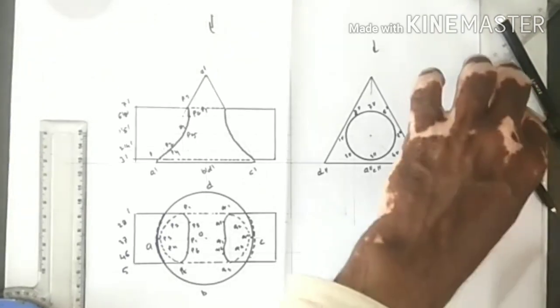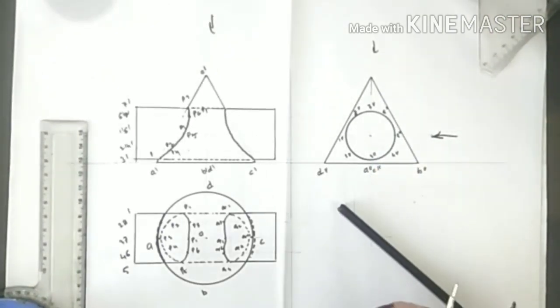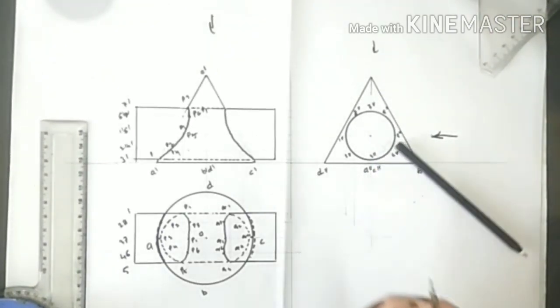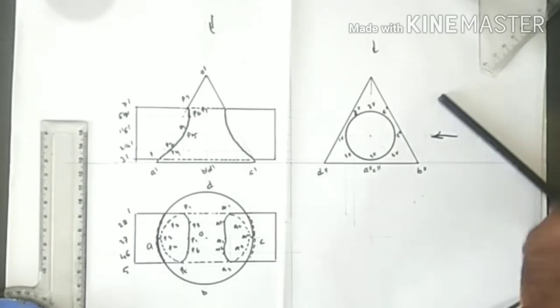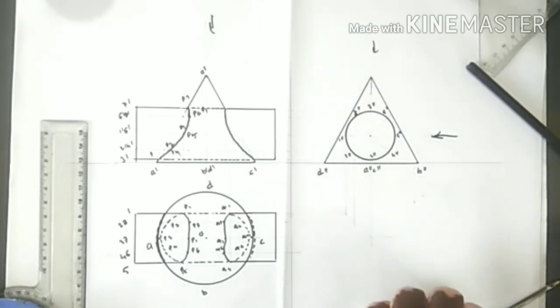Now we will start assembly drawings or conventional representations, or what the symbols and conventions are used in machine drawing.